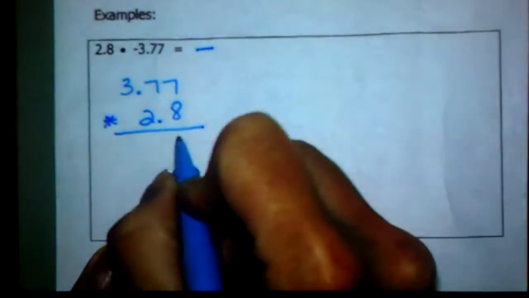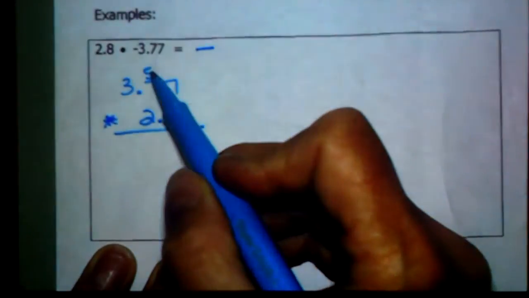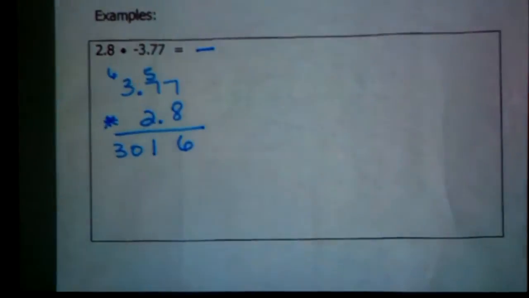So 8 times 7 is 56. I'll write the 6 and carry the 5. 8 times 7 again is 56. 56 plus 5 is 61. And 8 times 3 is 24. 24 plus 6 is 30. Okay, that's step 1. I'm going to grab another color. Helps. Plus I have all these fun pens you'll get to know in class, I'm sure.